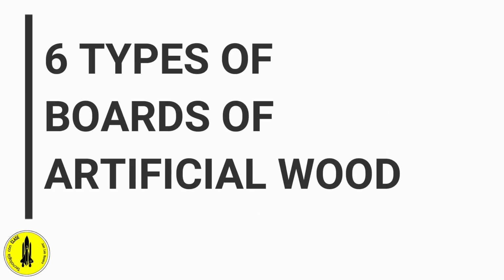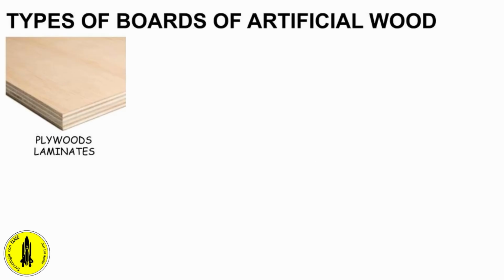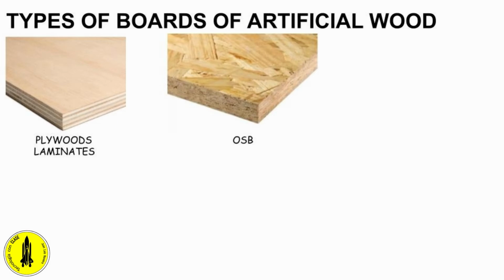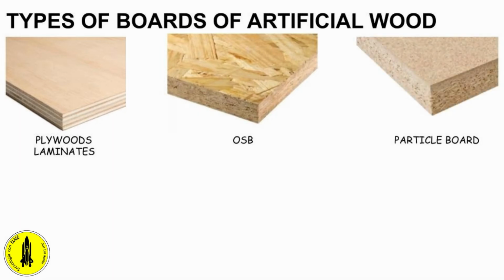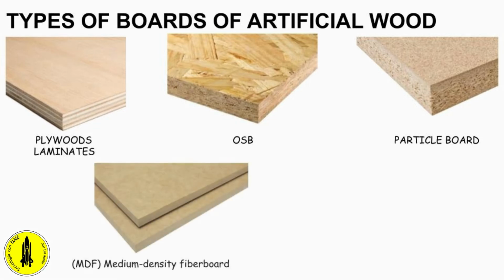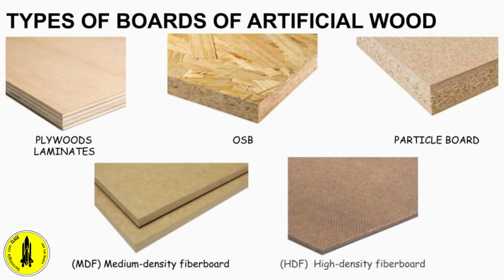We are going to study 6 types of boards of artificial wood: plywoods, laminates, OSB, or oriented strand board, particle board or fiber board, MDF, medium density fiber board, and HDF, high density fiber board.